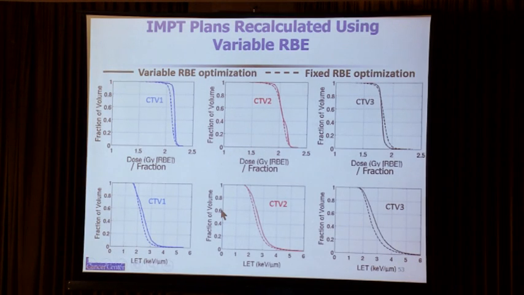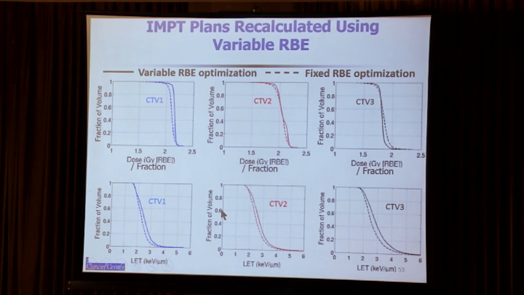And what we see here is that I can optimize 2 different ways. I can optimize the conventional way, or I can optimize incorporating variable RBE. After I have done it, variable RBE versus fixed RBE optimization, I recalculate the final dose distribution so they're represented in the same space. And the same space is that variable RBE space. And again, you see that there is an advantage, that there is more dose to the high dose tumor volume than if I had used fixed RBE optimization.